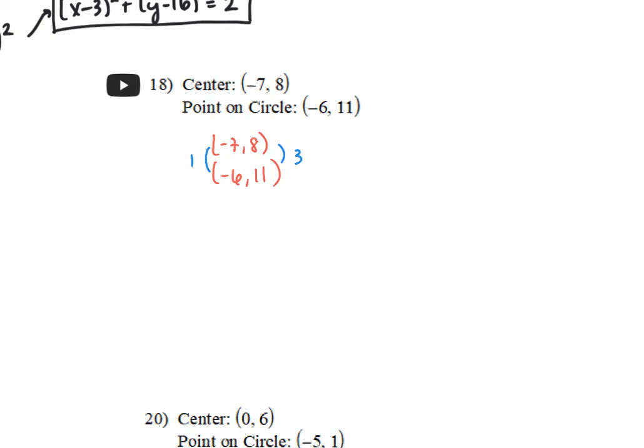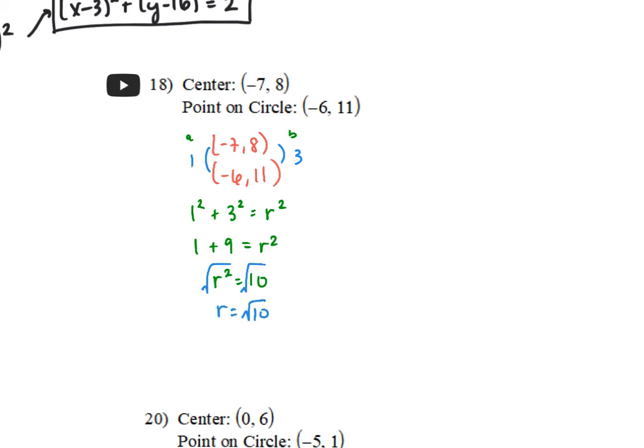So now we just use the Pythagorean theorem. This is a, this is b, so it's 1 squared plus 3 squared. That's going to give us our radius squared. So this is 1 plus 9 equals r squared. So r squared is 10. And to get r, we just take the square root. So r is the square root of 10.